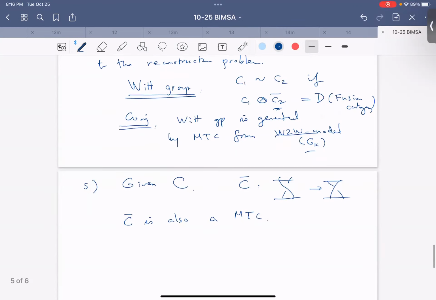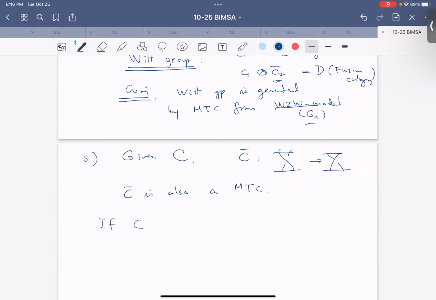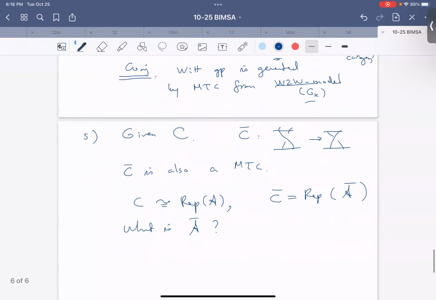Okay, so suppose that the reconstruction problem has a positive answer. So if C is isomorphic to rep of A, let me assume that the reconstruction problem has positive answer. If it has a positive answer, then C bar has to be isomorphic to some representation of something, right? Maybe I'll write, for lack of better notation, A bar here. So what is A bar? I think that's a reasonable question.